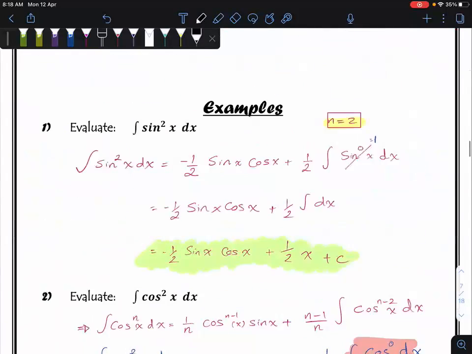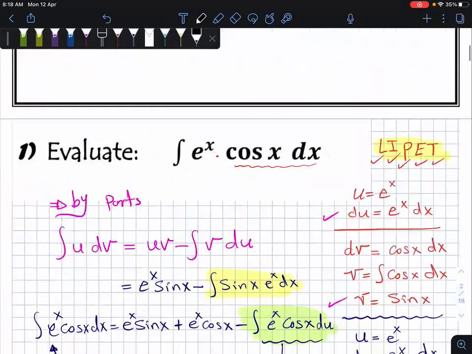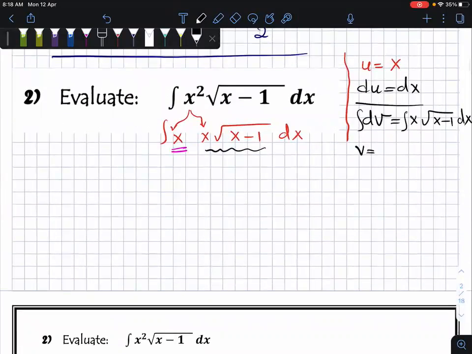X minus 1 is equal to what? U. And then how do we integrate x root x minus 1? We solve for x to substitute for x also. And we can write it as the integral of what? Solve for x. How do we solve for x? u equals x minus 1, and then u plus 1 equals x.